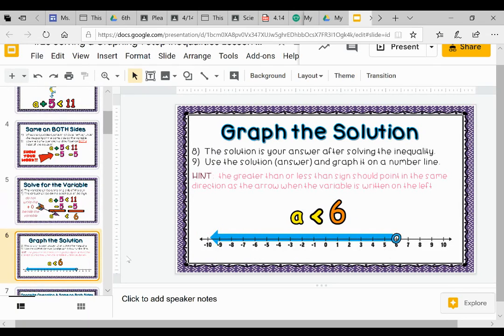So when I graph the solution, this is the very important part of what numbers to graph. The solution is your answer after solving the inequality. Use the solution answer, which we have is a is less than 6, and graph it on the number line. So the graphing is going to be exactly the same as we did before. So since it is a less than sign, it doesn't include 6, so we have an open circle, and we're going to shade all numbers less than 6.